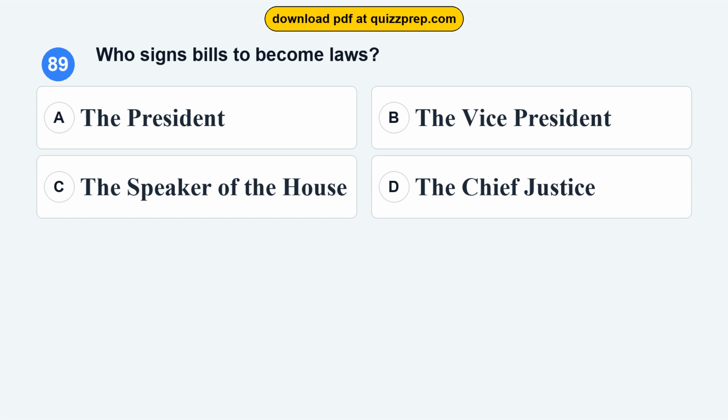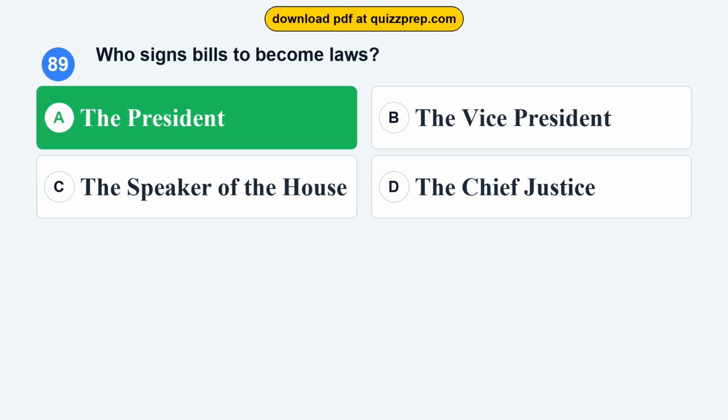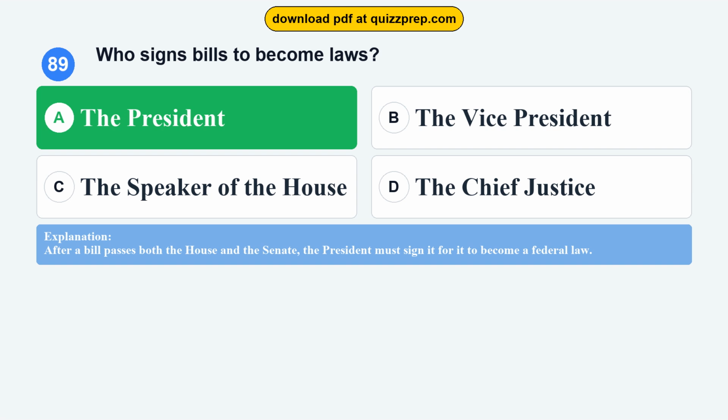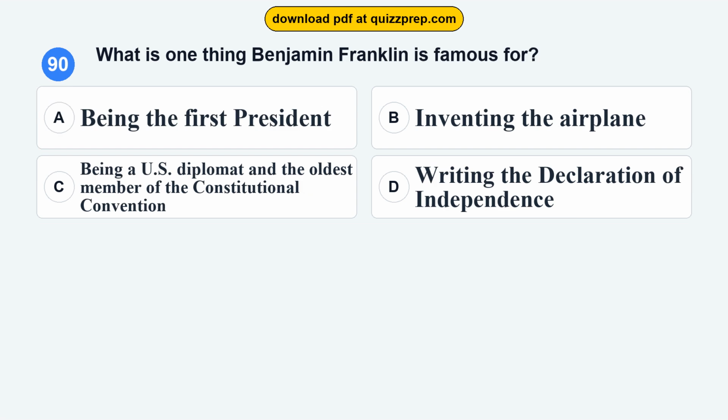Question 89. Who signs bills to become laws? Option A. The President. Option B. The Vice President. Option C. The Speaker of the House. Option D. The Chief Justice. The correct answer is option A. The President. After a bill passes both the House and the Senate, the President must sign it for it to become a federal law.